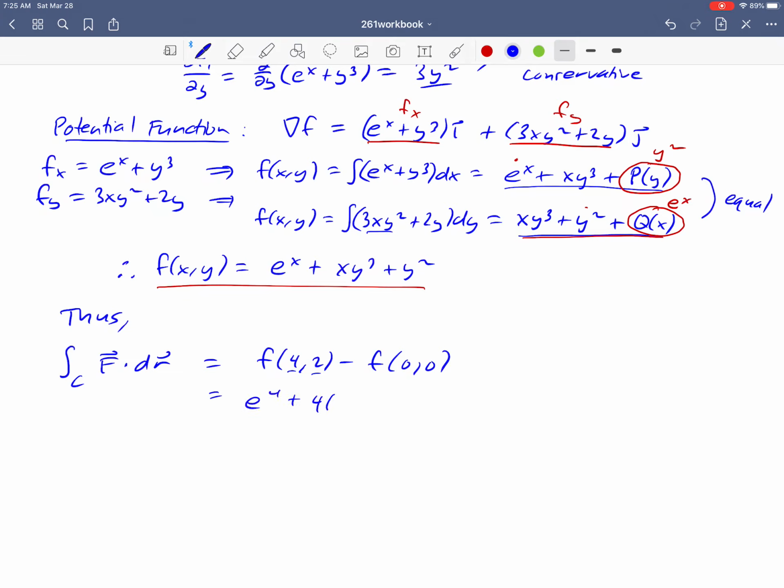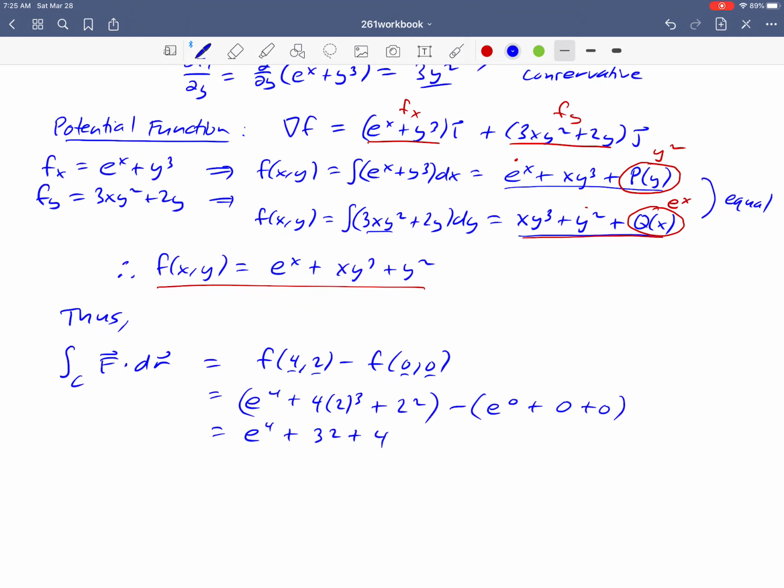So let's see what we get here. For the first calculation, we're taking 4 for x and 2 for y. So e to the 4 plus 4 times 2 cubed plus 2 squared. There's f of (4, 2). And then we're going to take 0 and 0 and plug those in for x and y. You can see the second two terms are just going to go to 0 when we plug x and y equals 0 in.